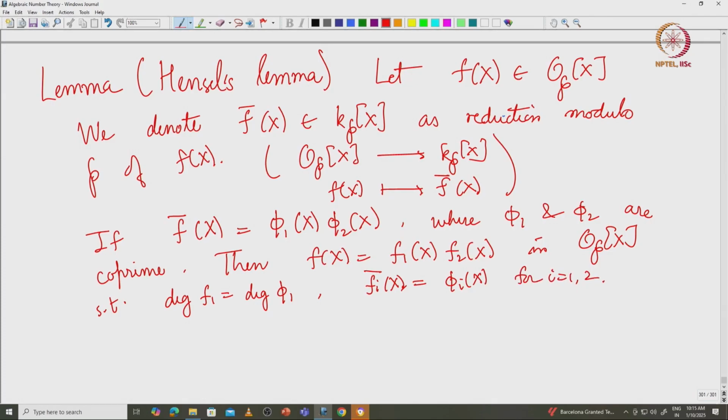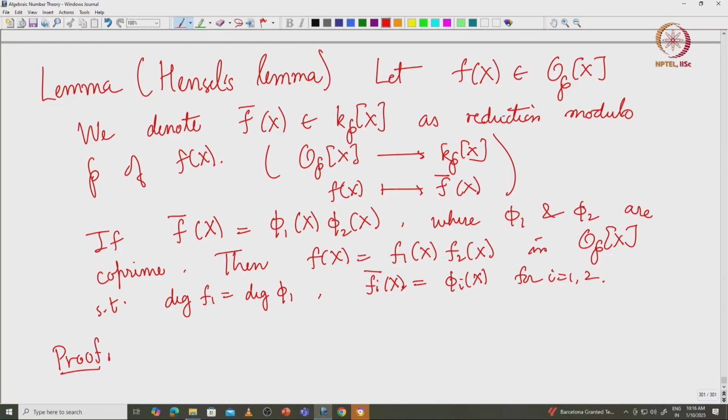So, I can't say that degree of phi 1 should be degree of f1 and degree of phi 2 should be equal to degree of f2, but I can ask that for one of those polynomials. So, such that degree of f1 is equal to degree of phi 1 and f_i bar of x is equal to phi_i of x for i equal to 1 and 2. So, that is the statement of Hensel's lemma that we are going to prove, and if you apply this with phi 1 equal to x minus the root mod p, then you get a root in O_p of the polynomial f of x. So that is how you apply this to find a root.